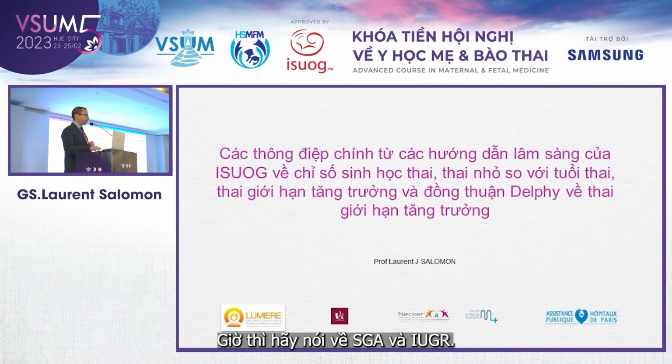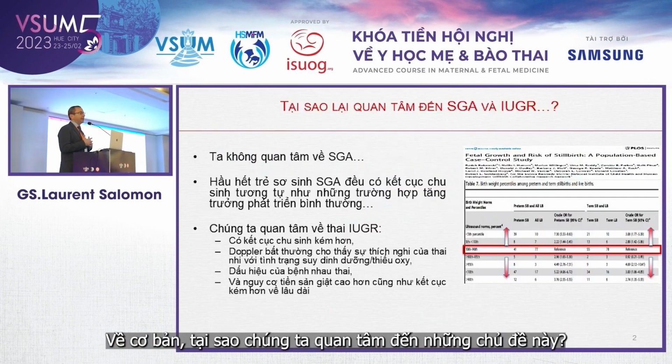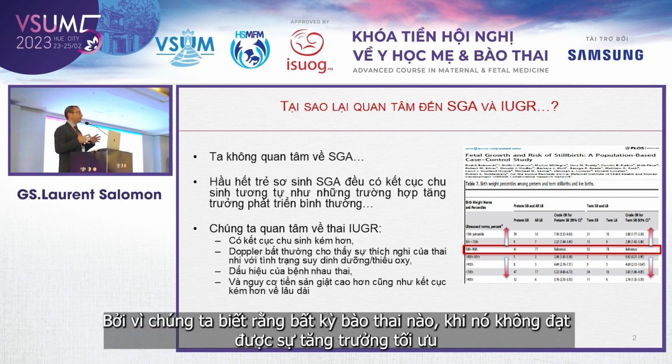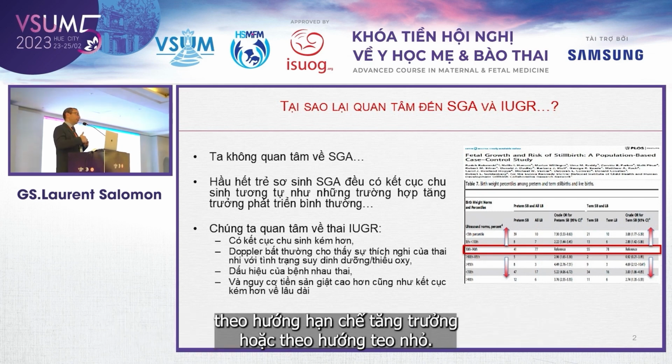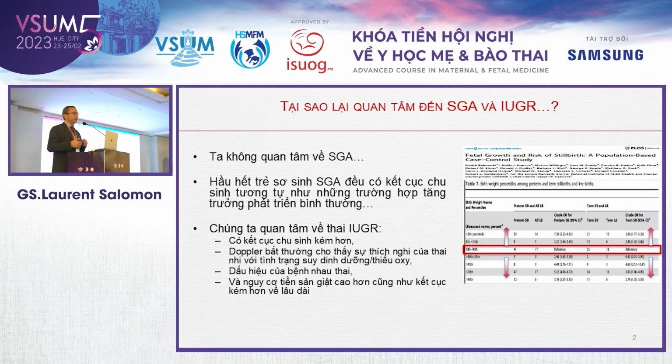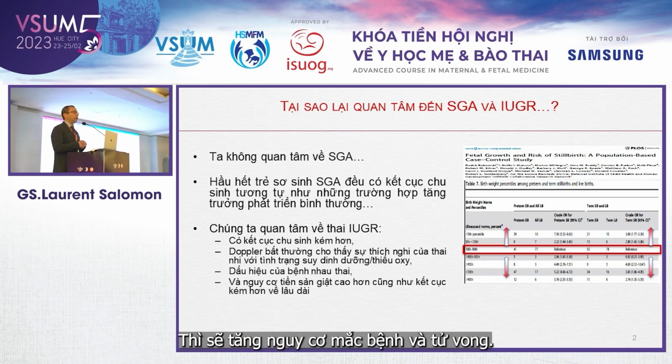So let's start about SGA and IUGR. Basically, why do we care about these topics? Because we know that any fetus, when it departs from optimal growth, either in the direction of growth restriction or in the direction of macrosomia, then there is an increased risk of morbidity and mortality.